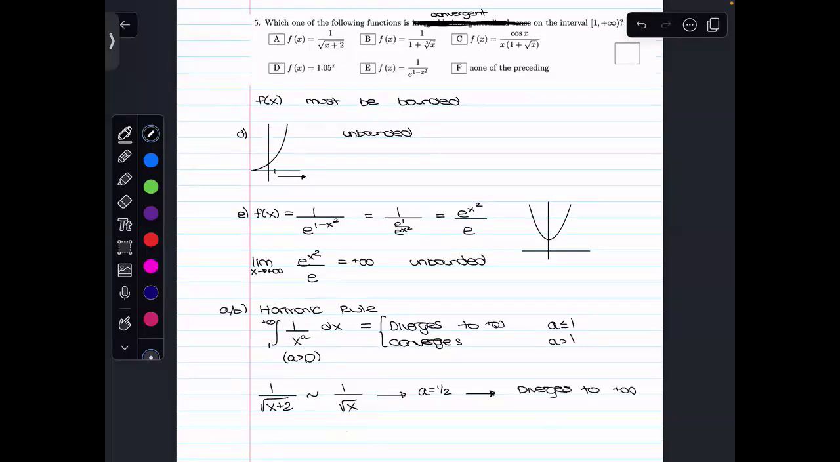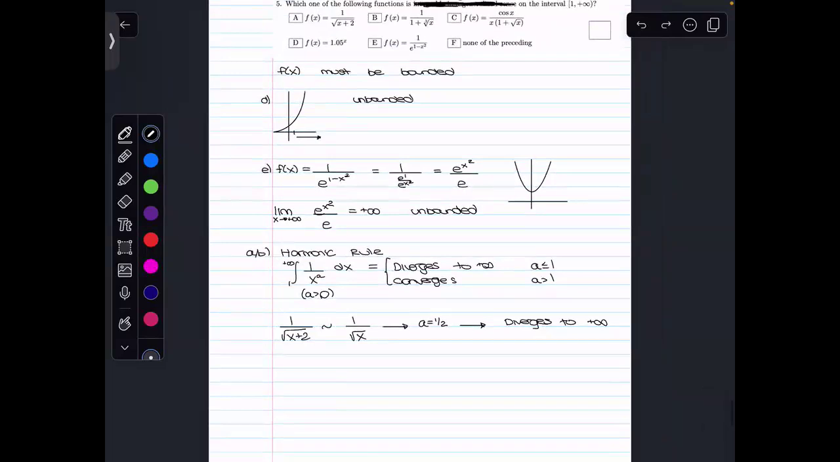So a lot of times you're just using the asymptotic test, which basically says you can remove the parts that are negligible, which are usually numbers. And most of the time it just becomes 1 over a power. And then you don't even need to do any integration if you know the rule. So it's really just a matter of checking if the power in the denominator is less or equal to 1 or more than 1.